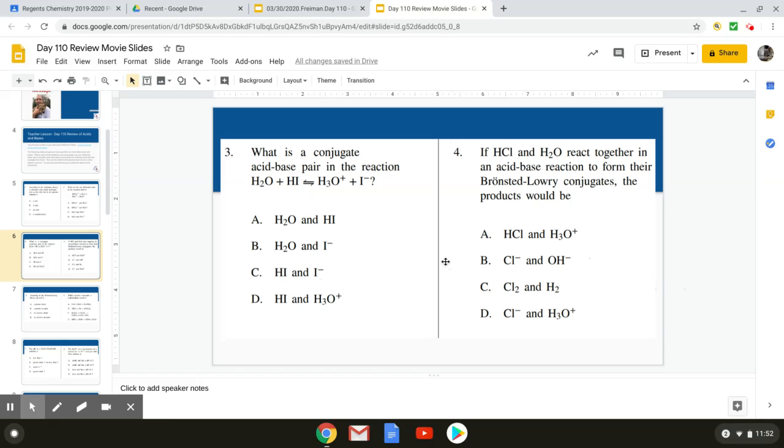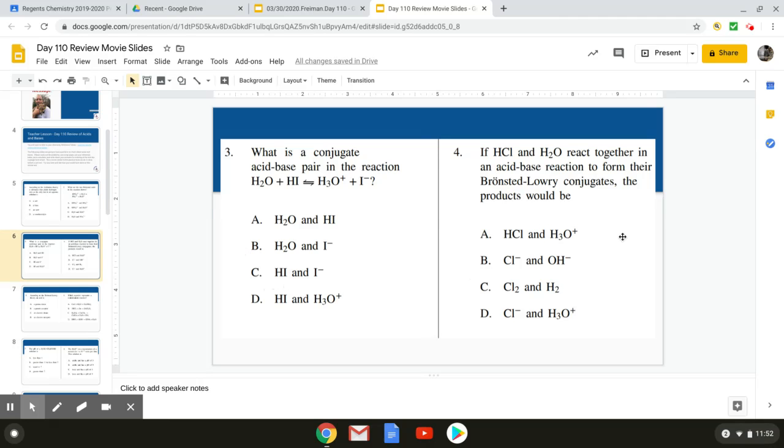In the next set of questions, number 3, what is a conjugate acid-base pair in the reaction? So we look here, we're going from conjugate acid to conjugate base. The hydrogen iodide here and water, the hydrogen iodide gives a hydrogen to the water, becomes H3O+, so HI has to be the acid. And what does it turn into? It turns into an iodide ion, so that must be the base. So choice C would have been your answer there.